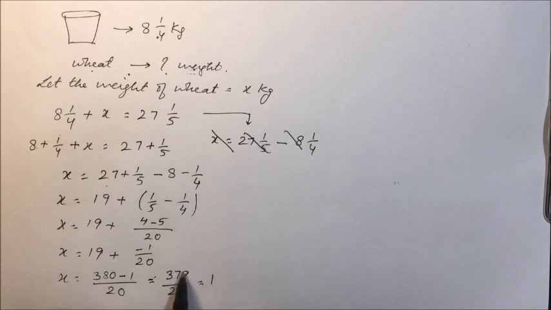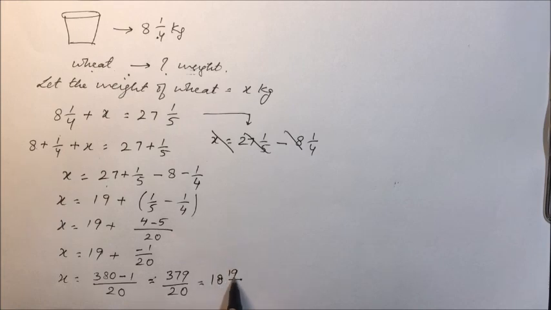So 20 multiplies 18, 18 into 20 is 360. Remaining is 19 upon 20 kg. So this is the weight of wheat. Now I'll be starting third one.